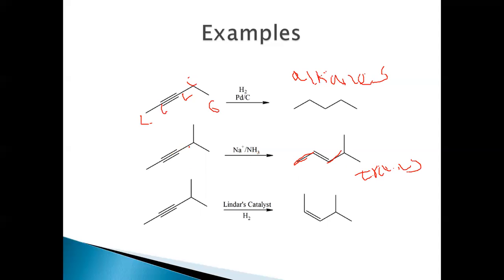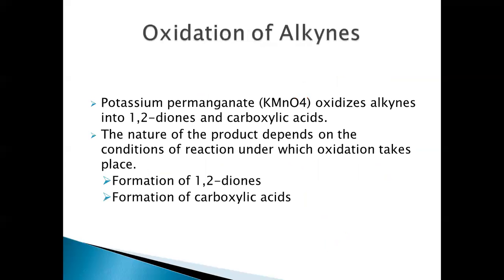Let's see, 1, 2, 3, 1, 2, 3, 4, 5, 6. Carbon, carbon, carbon. So when we are using Lindlar's catalyst, we know that a cis alkene is formed. This is a cis, on the same side of the molecule. So the stereochemistry is syn addition. So cis alkene here. So these are the examples of the reduction in the presence of different reagents.